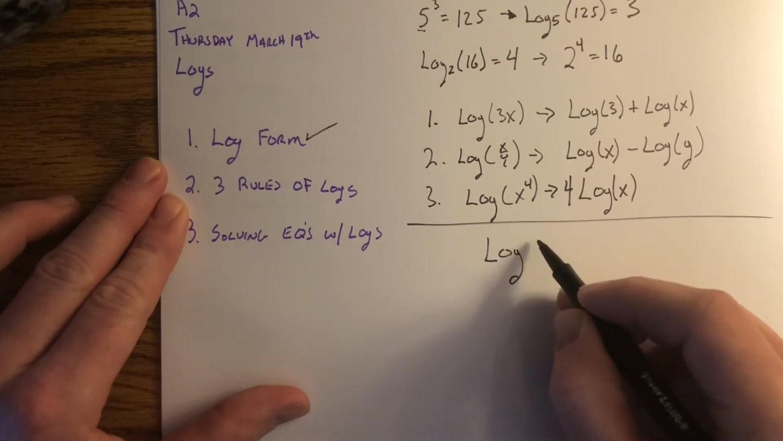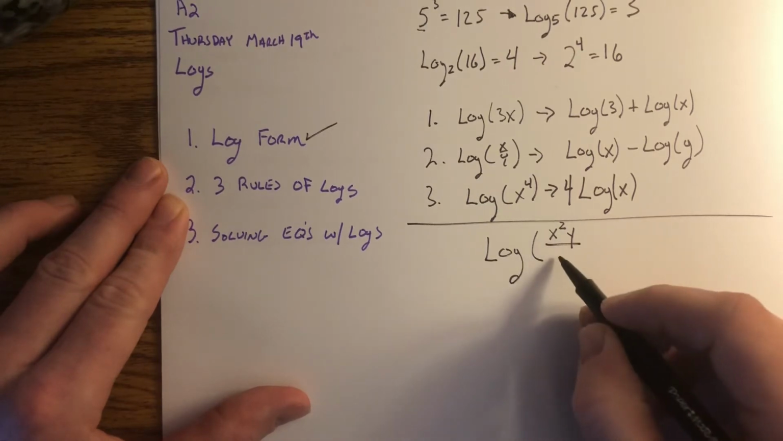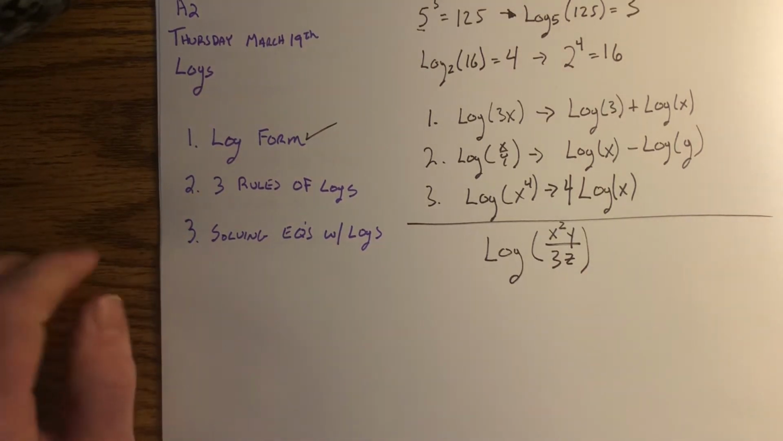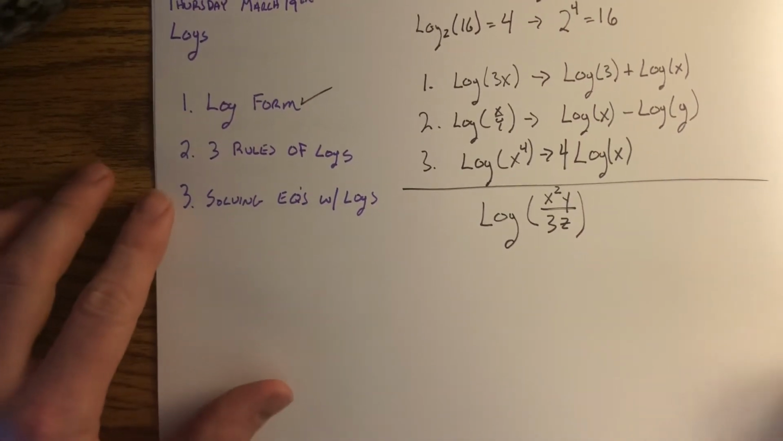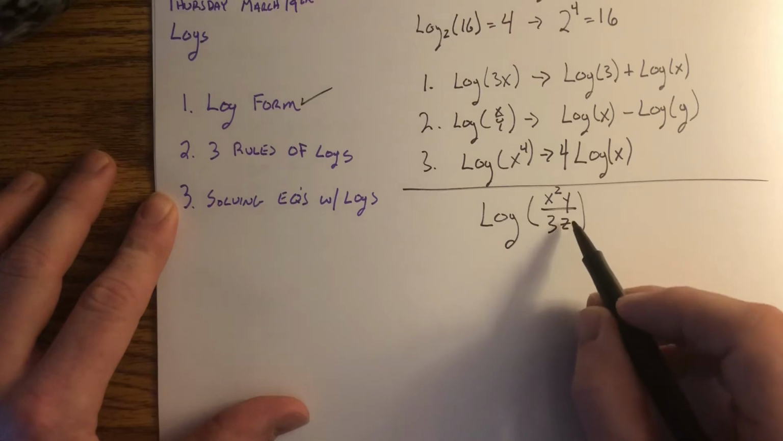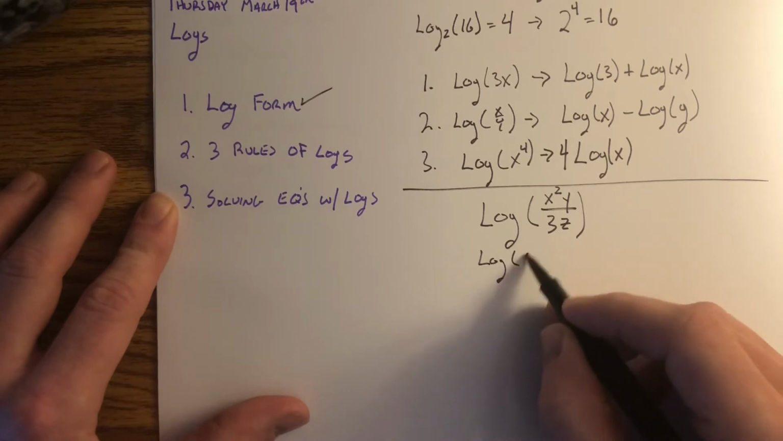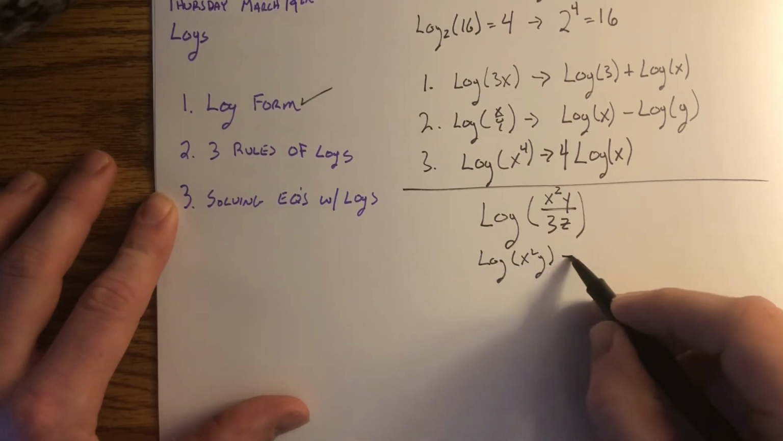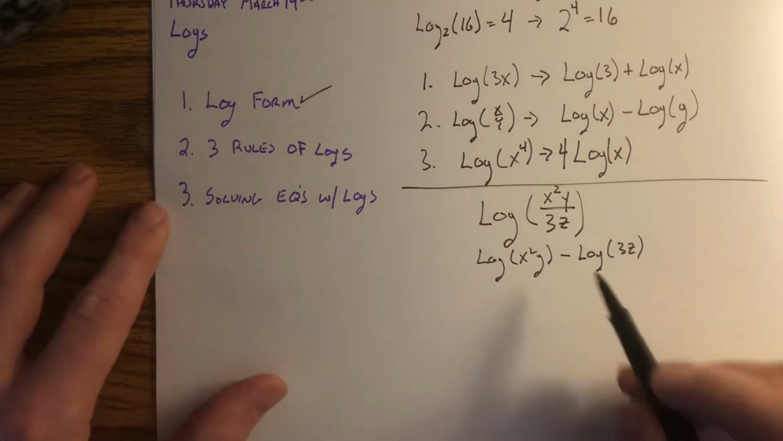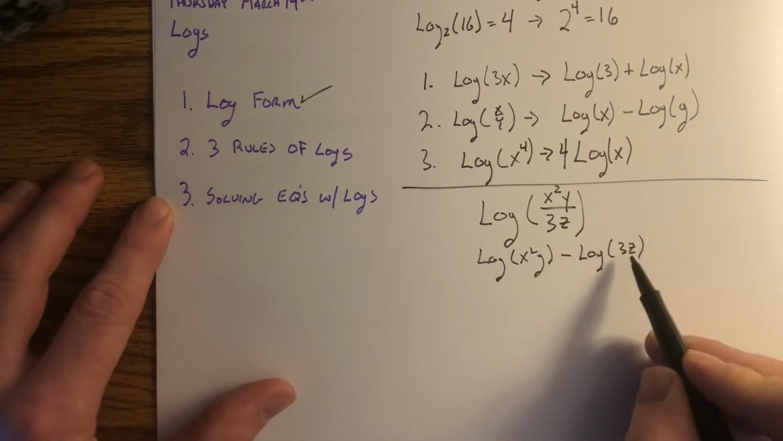So let's say I had log of x squared y over 3z, something like that. And I wanted to write it expanded. So these can kind of get a little bit long. What I would do first is I would take this and I would break it up into my 2 logs through subtraction, because division means subtraction. So it would be log base x squared y minus log base 3z. Now it's important that when you split this one up into addition, that the negative gets distributed to both. So I'll show you that in a second.